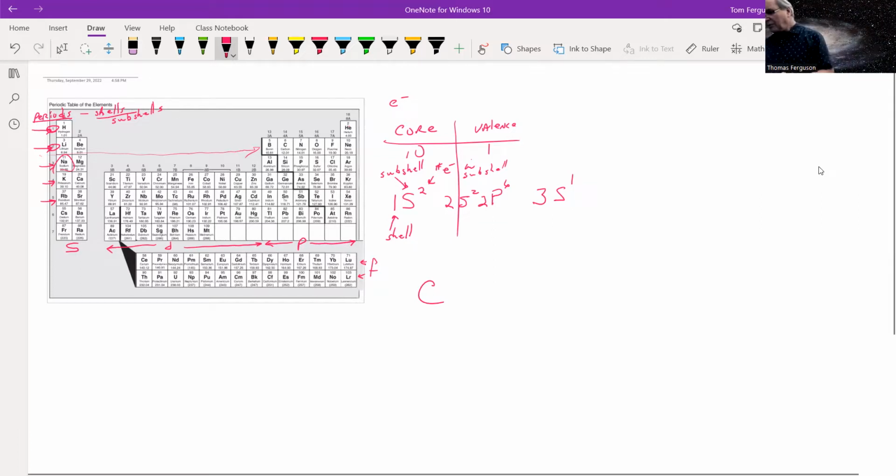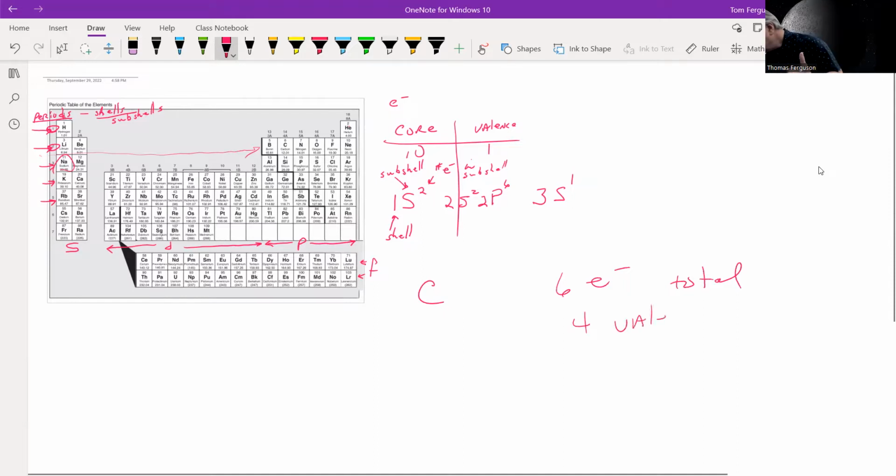Okay, carbon. How many total electrons does carbon have? It has 4 valence. How many total? Who said 6? Okay. And you said there were 4 valence electrons, right? Okay. So you have 4 valence, 2 core. And I'm going to take those valence electrons and core electrons now and give them these S and P designators.